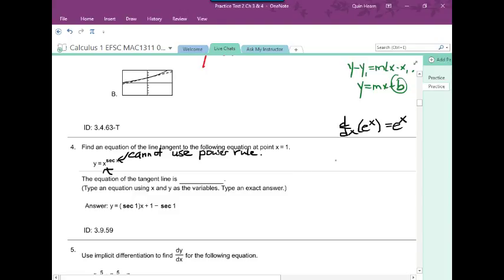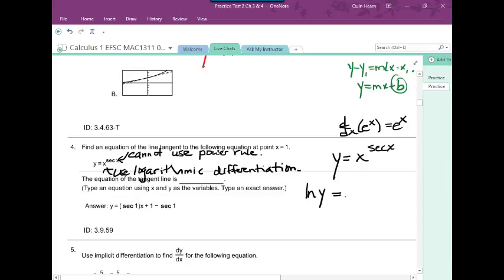And we are going to do that now. So what you do for logarithmic differentiation, let me put a note here, use logarithmic differentiation, is you take the natural log of both sides of the function. So you say the natural log of y must be equal to the natural log of x to the secant of x power.